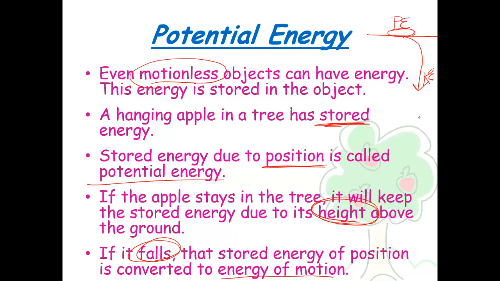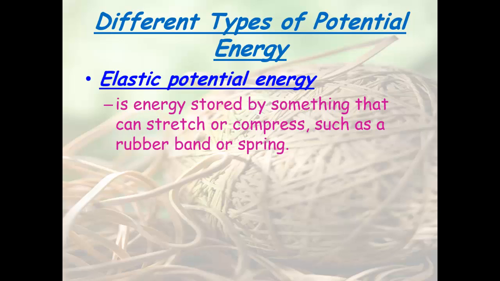There are different types of potential energy. It doesn't necessarily have to be high. The big thing with potential energy is that it has the potential to do something. It's stored energy. So elastic potential energy is a type of potential energy. This comes from something that is stretched or compressed. So of course, with elastic potential energy, you think of things like rubber bands or springs.